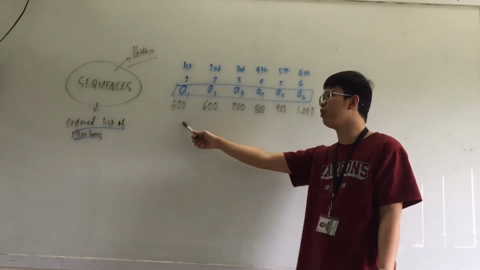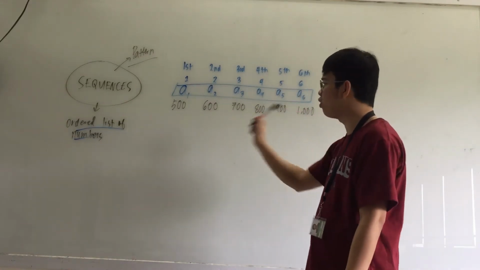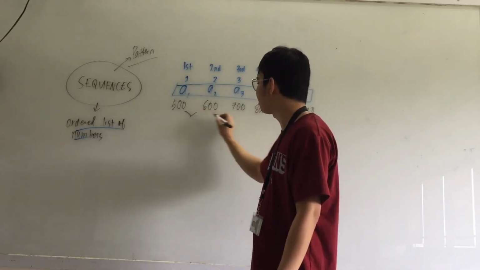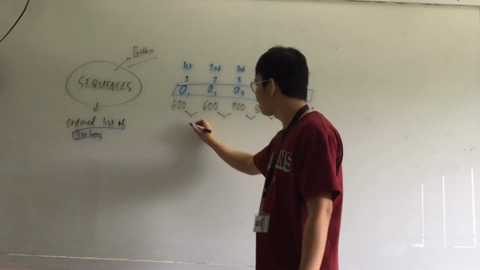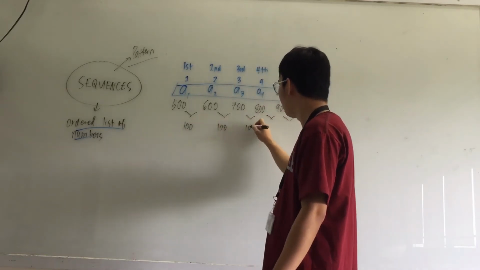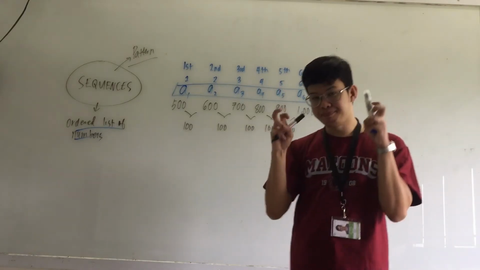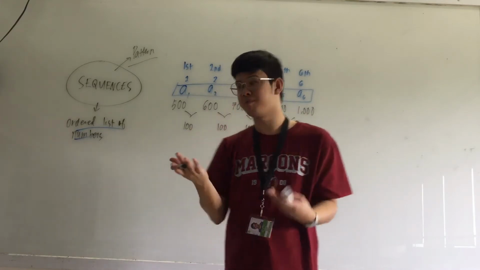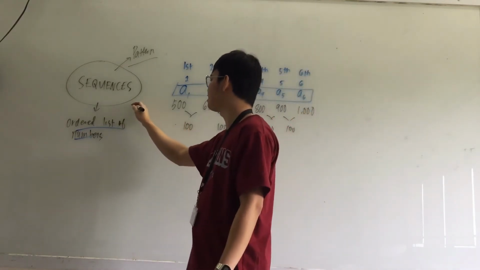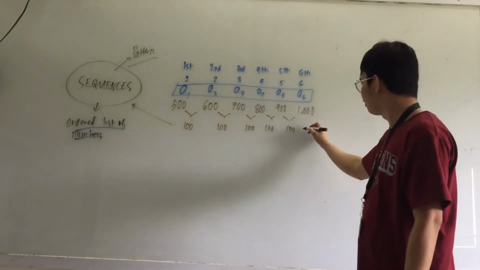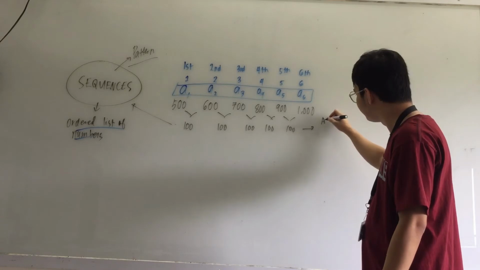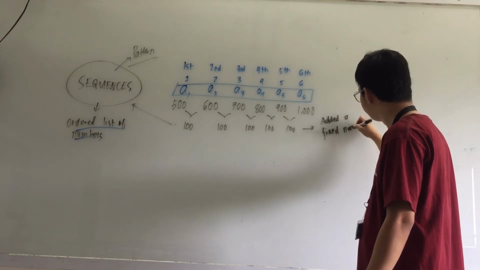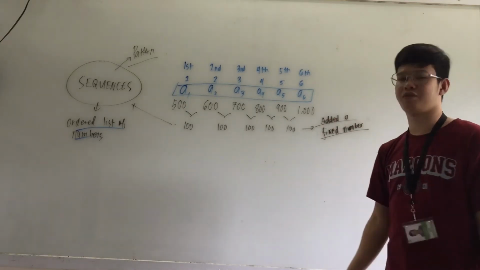Okay, so as you can see, in the previous video, we have identified that this is a sequence because we have an observed pattern. We actually have 100 pesos or 100 as the gap in this particular sequence. Therefore, it is certainly a pattern because it is fixed. Therefore, we say that this is a sequence. Now, note that we added a fixed number. Okay, so try to take note of that again.